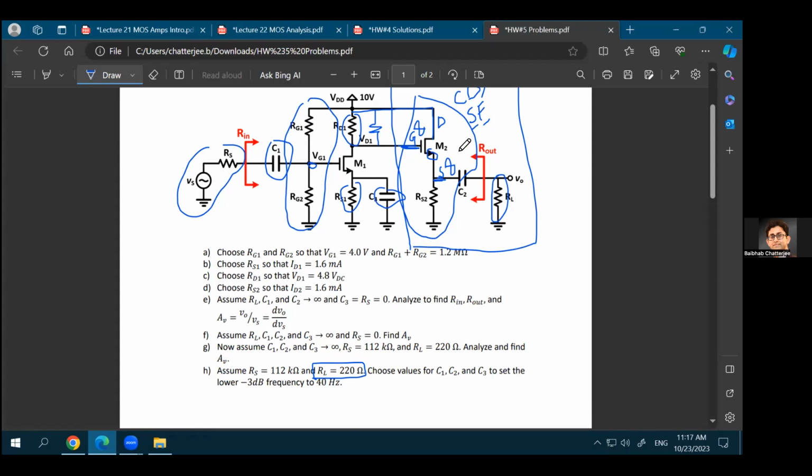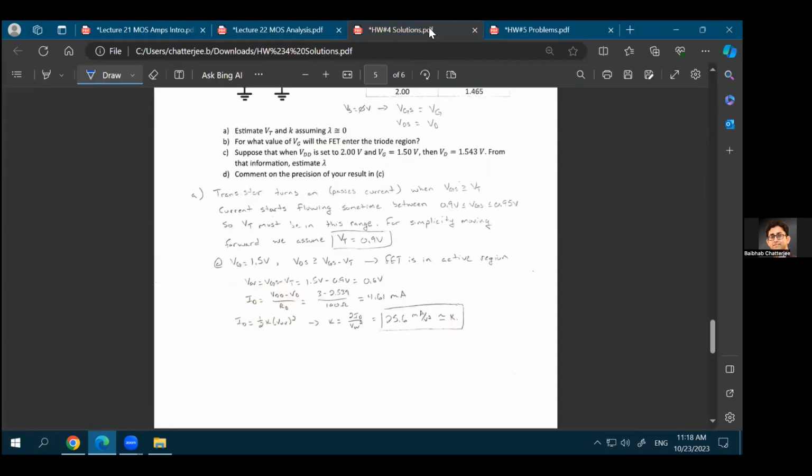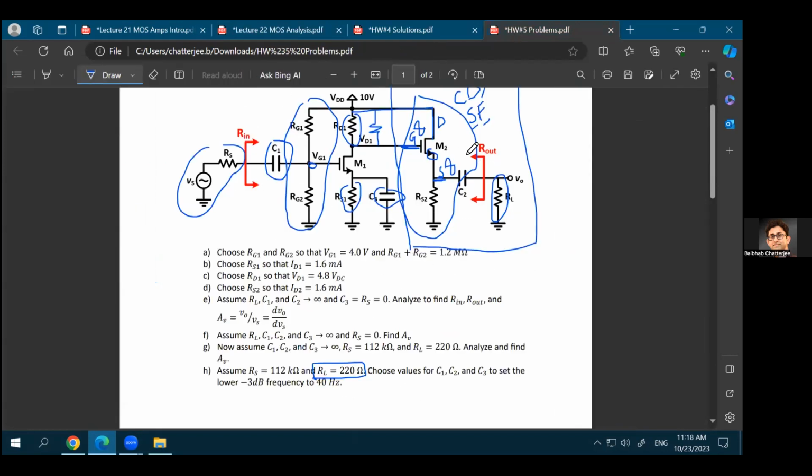So what would happen is that if you don't put this second stage as a driver, the gain of your first stage will be very, very low. Because the gain of your first stage will become minus GM times RD in parallel with RL. And because RL is very small, your GM times RD in parallel with RL will suffer. So that's why what you want to do is put a second stage as a driver. We will show that the gain of this stage will be equal to 1. But even if this RL is very small, the gain will still remain 1.